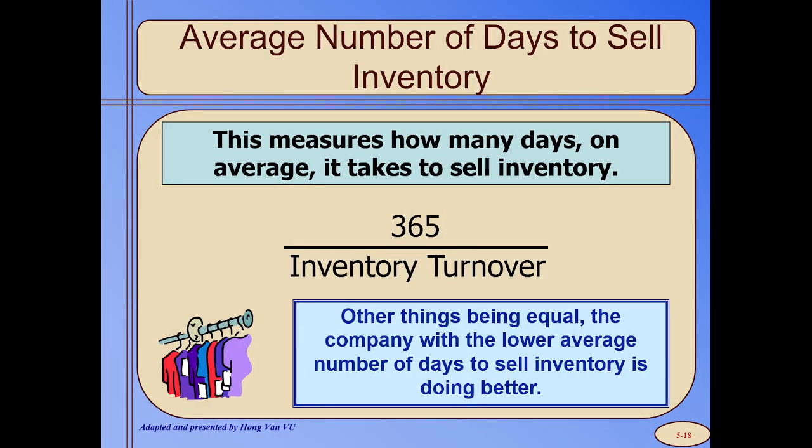The average number of days to sell inventory measures how many days on average it takes to sell inventory. It is calculated as 365 days per year divided by the inventory turnover. Other things being equal, a company with a lower number of days to sell the inventory is doing better, so the lower number is better.